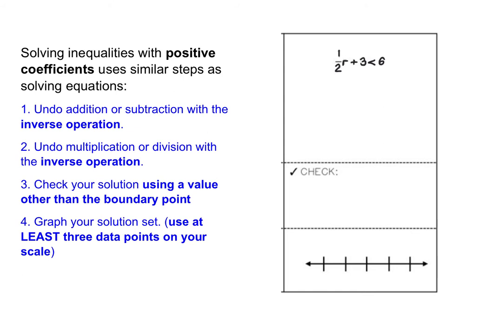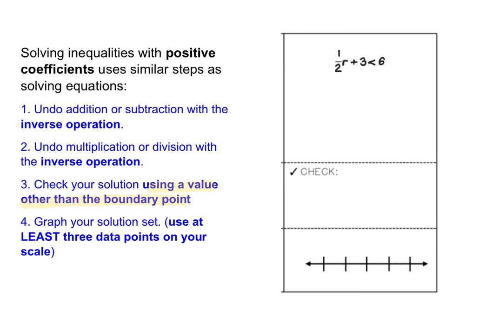We're going to start with undoing any addition or subtraction with inverse operations, meaning we're going to get rid of that constant. Then we're going to undo with multiplication or division with another inverse operation, meaning we'll simplify that coefficient. Then we want to check. One difference is when we want to do a check here, we're specifically going to use a value other than the boundary point. So I will show you what that means.